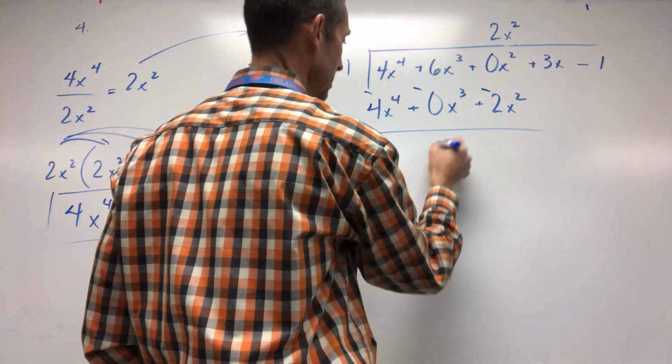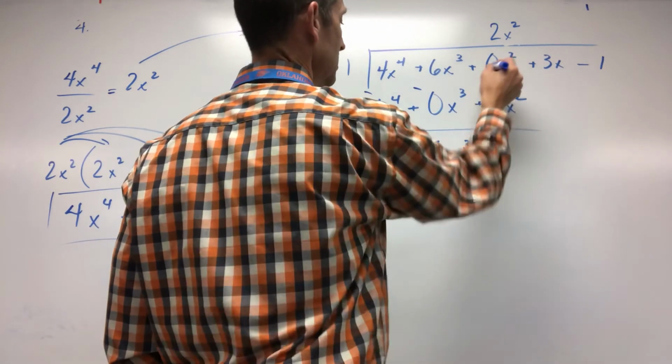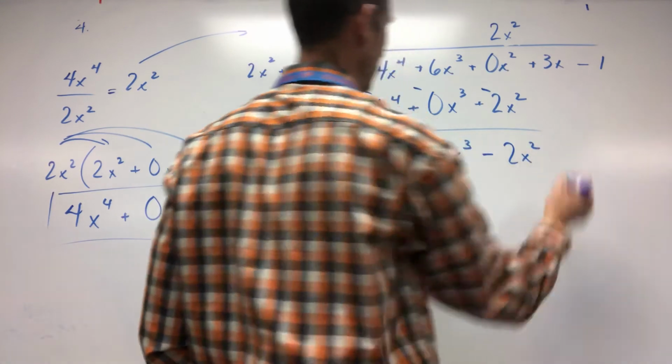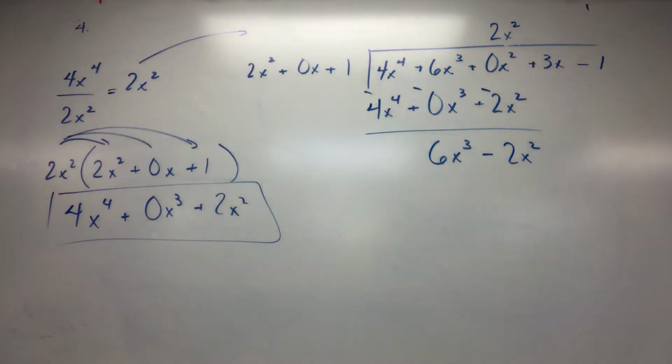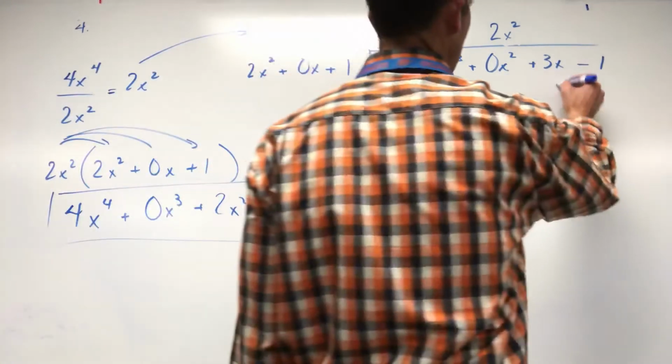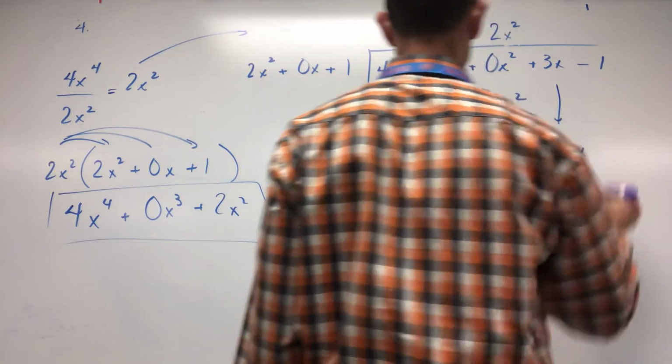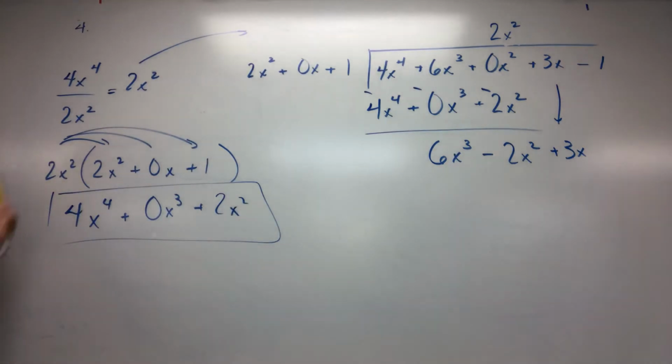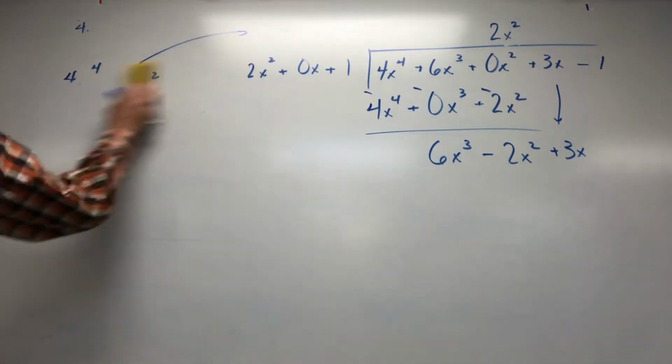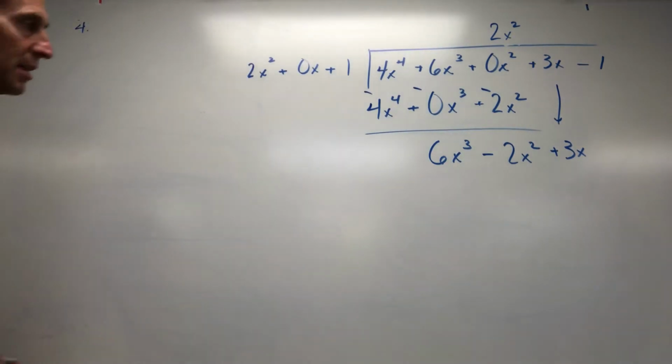6 minus 0, so that's 6x cubed. Now that's minus 2x squared. All right, check your signs, make sure you're good. Bring down the 3x. All right, 3 rounds of this. That's 1 down. Okay, next round.